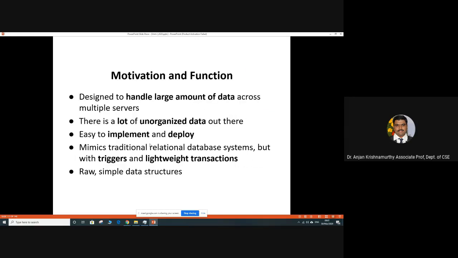So the motivation and function, these are the motivations. Designed to handle large amounts of data. It is designed to handle a lot of unorganized data, easy to implement and deploy, mimics the traditional relational database systems, right, with triggers and lightweight transactions. Even the query language, what is there in relational, is the same in case of Cassandra also. We call it Cassandra Query Language in this case. It is raw and has simple data structures.